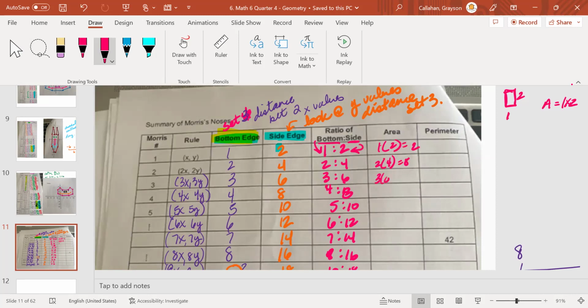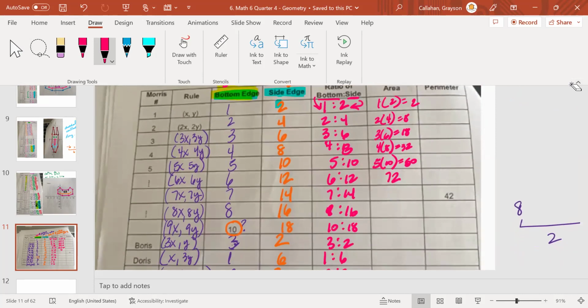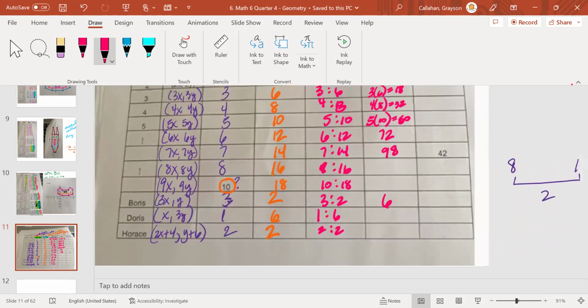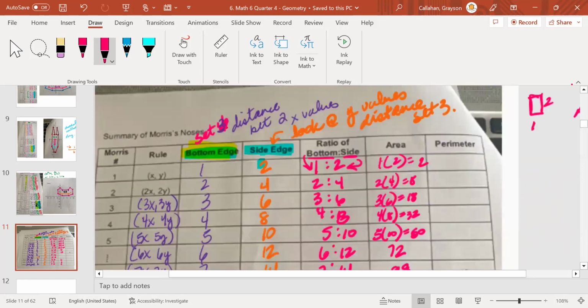2, 18, 32, 50, 72. 84, or no, I'm sorry, hold on. 28, 7, 98. Yeah, you multiply it. Just multiply them. Stop, please.